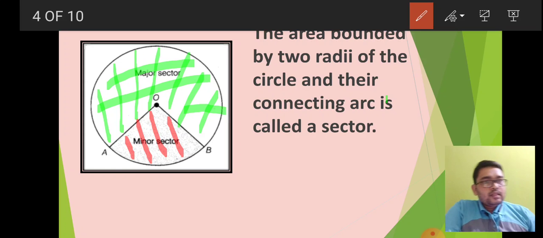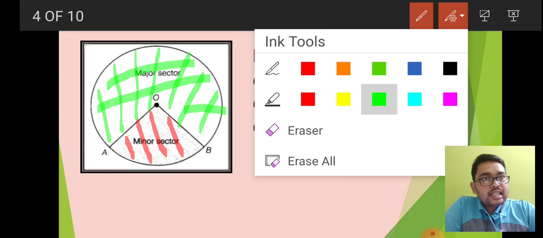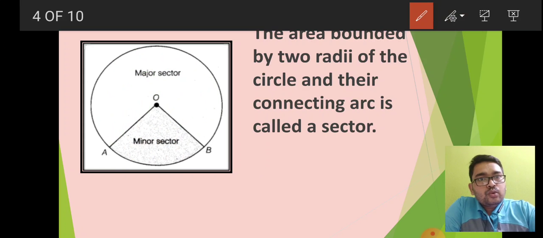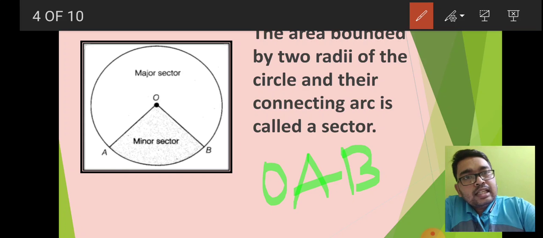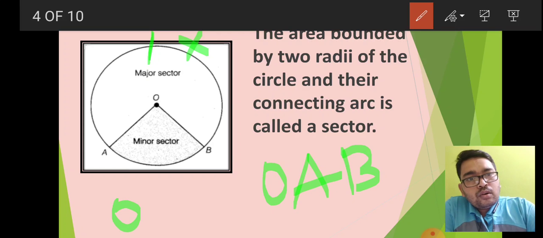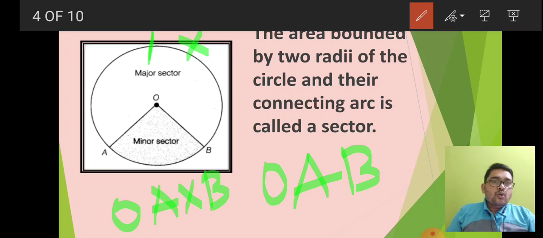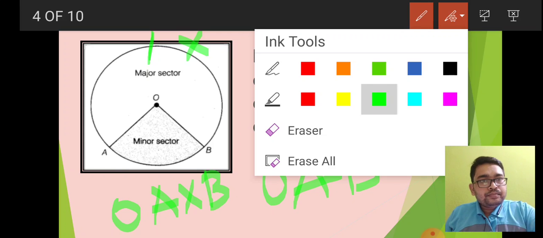By the name also you can write how you will name the sector. For naming the sector, you write OAB, starting from O. OAB is the minor sector. And what is the major sector? Think that a point X is there, so it will be OAXB. OAXB is the major and OAB is the minor. Hope you have understood everyone.